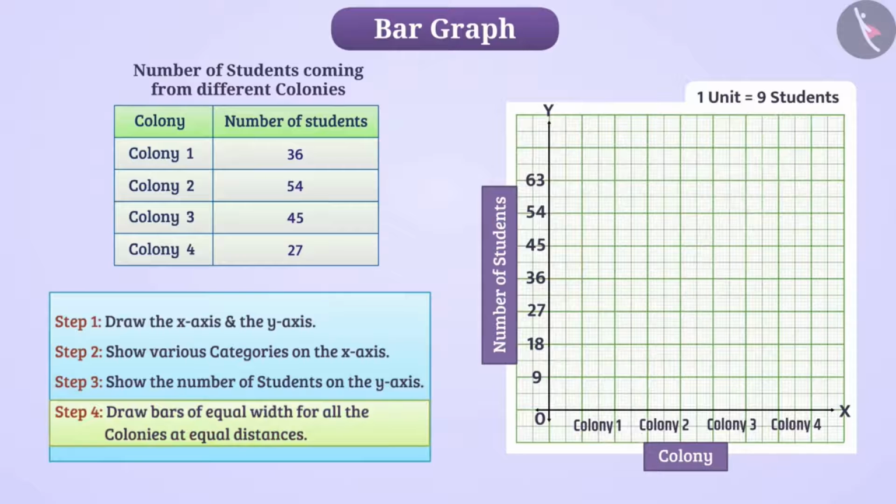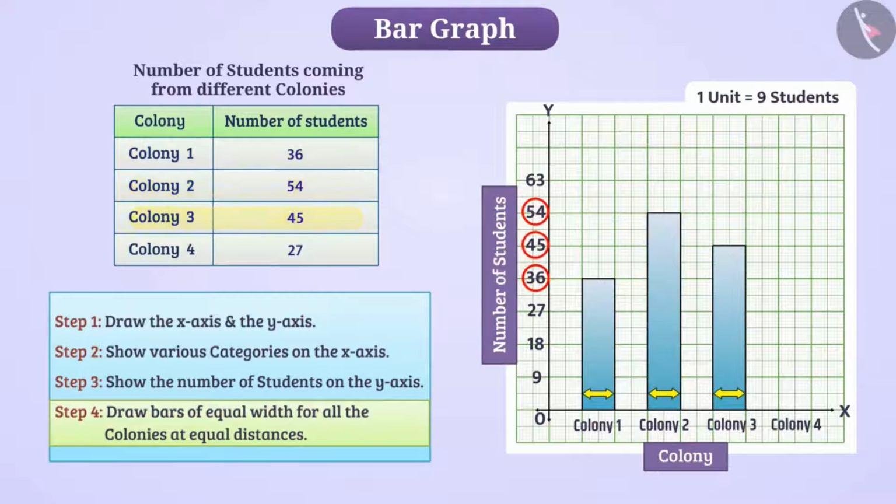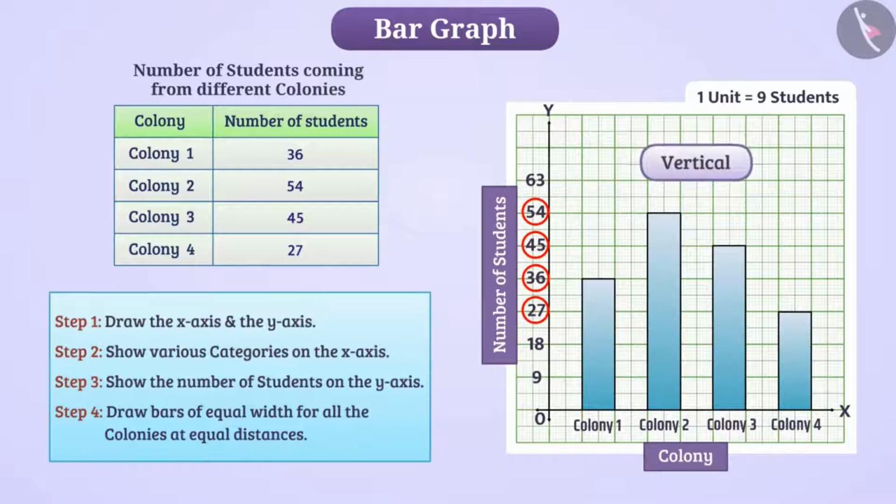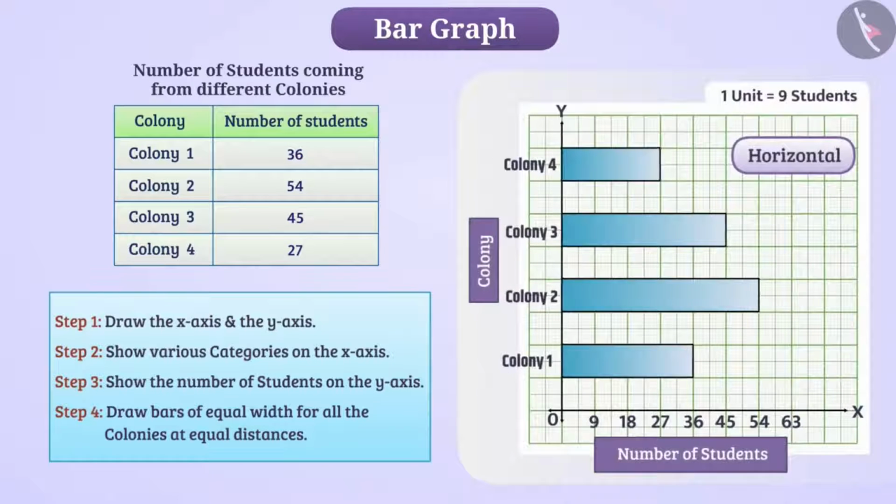In the bar graph, we represent the data in the form of bars. The number of students coming from colony 1 is 36. So, we will draw the bar in such a way that its length should be numbered 36. In the same way, we will draw bars of equal width for all the colonies at equal distances. Thus, we have drawn the bar graph to show the number of students coming from different colonies in the school. This is a vertical bar graph. We can also draw it horizontally like this.